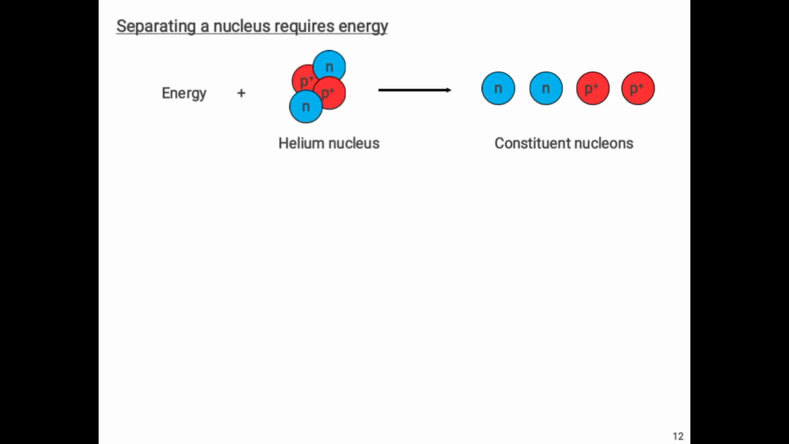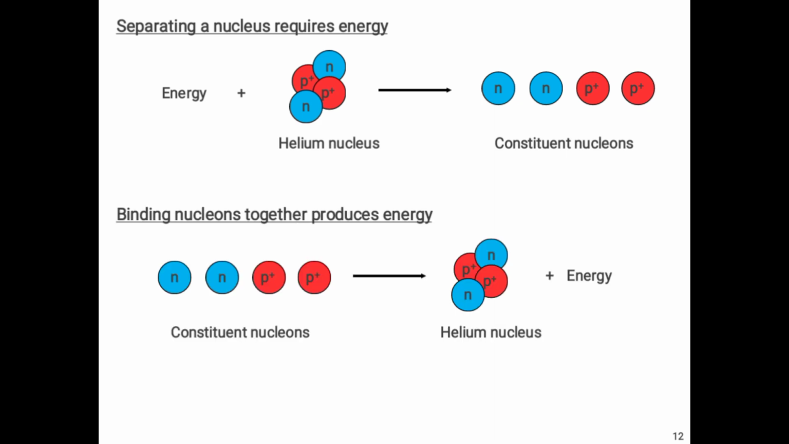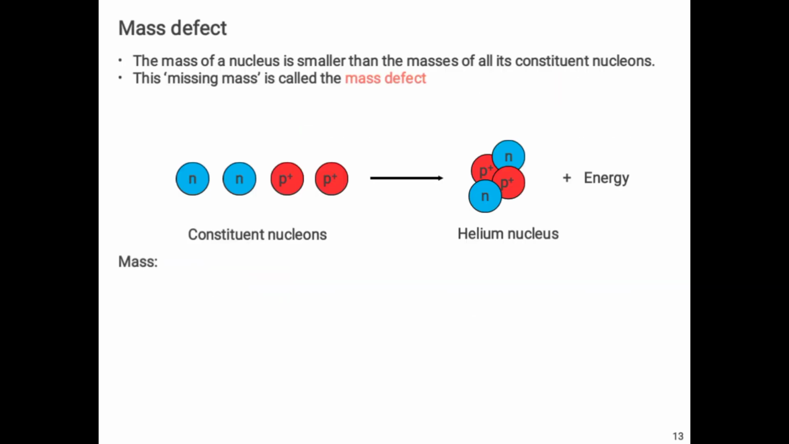Then separating the nucleus requires this energy: helium nucleus plus energy gives its constituent nucleons. Binding nucleus will be the constituent nucleons giving the helium nucleus plus energy.